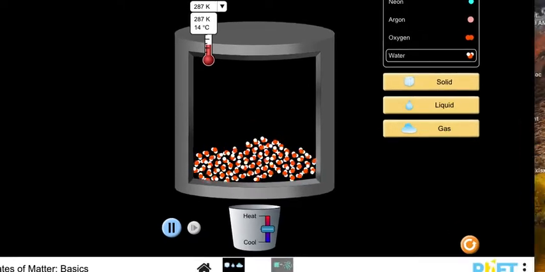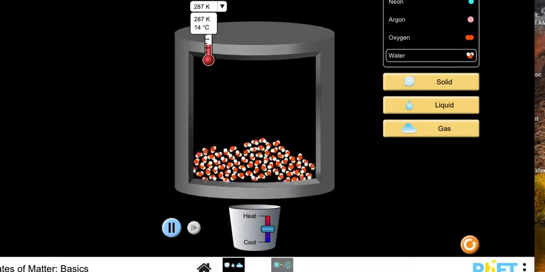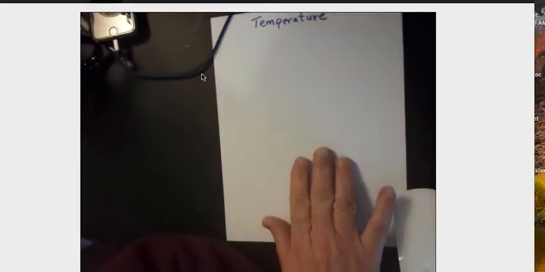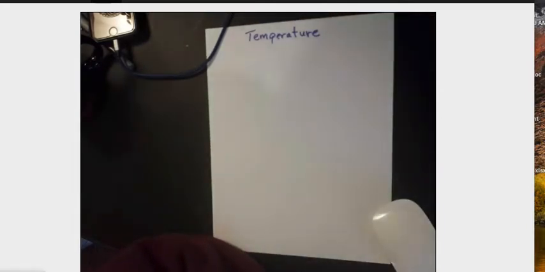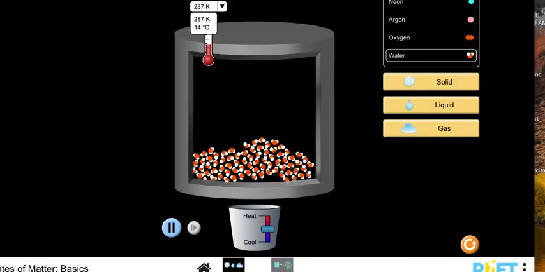So today's lesson is about temperature. I want you to think of temperature in terms of motion of molecules. So here I have a sample of water.